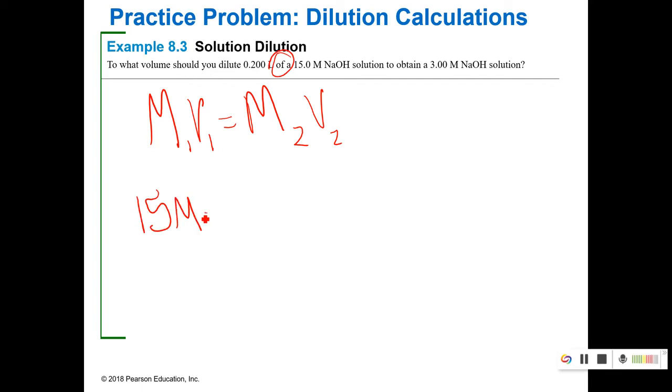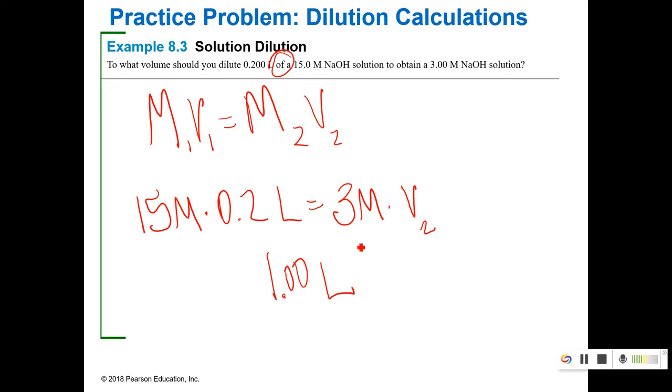So I have 15 molar times 0.2 liters. It's equal to 3 molar. And V2 is what I'm looking for. You don't always look for V2, but it's pretty common. Also, something to note, I did not write all the correct sig figs. You need to be careful with that. So this comes out to 1 liter. However, all of those have 3 sig figs, so it's 1.00 liters of NaOH.